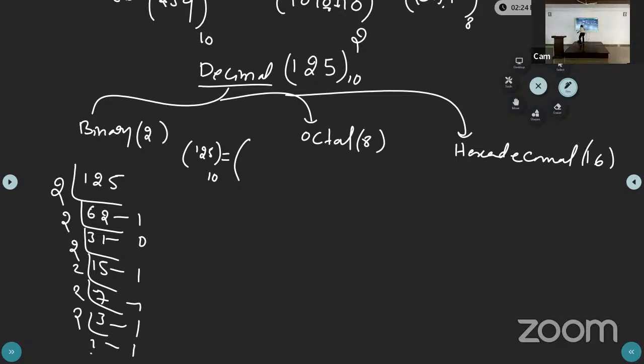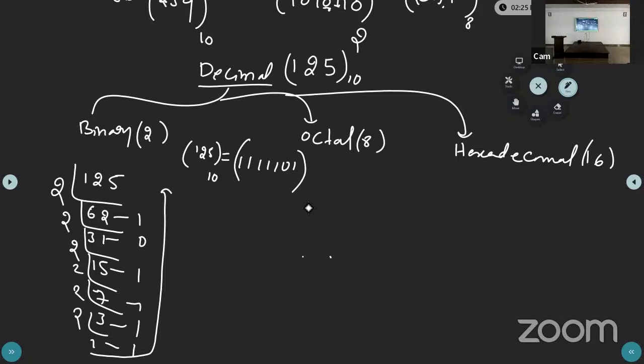Now write all these remainders from bottom to top. So now what is the value? 1, 1, 1, 1, 1. How many ones? 5 ones. Okay, so now arrange all remainders from bottom to top: 1, 1, 1, 1, 1, 0, 1. That is the equivalent binary value for the given decimal value.